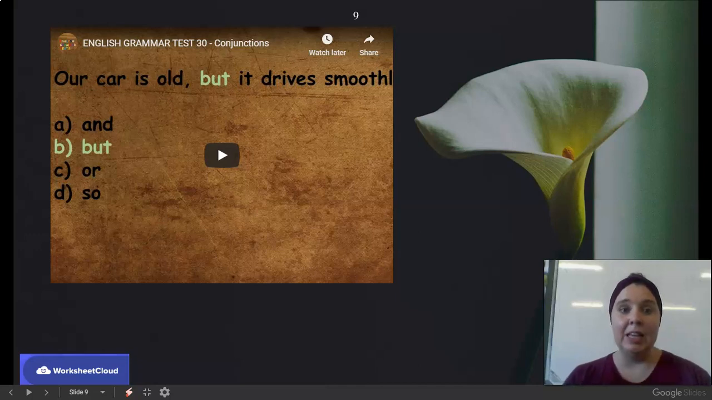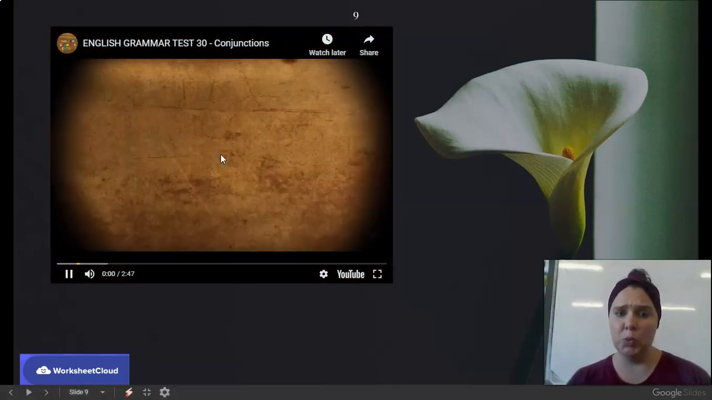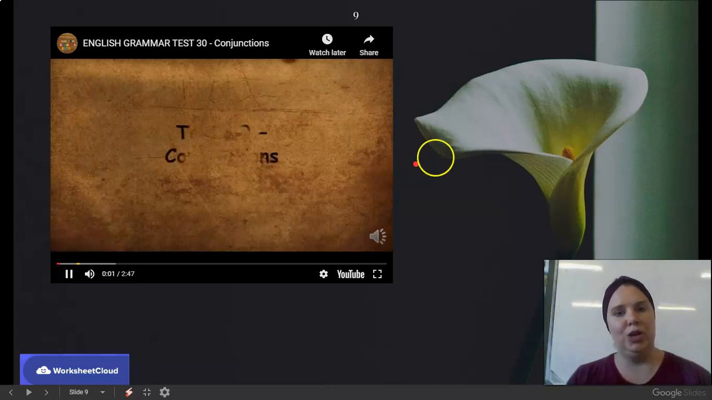Let's do a quick interactive activity. This is where, as I said, you can either write the answer, watch, decide what you would choose, and then see if you got it right.